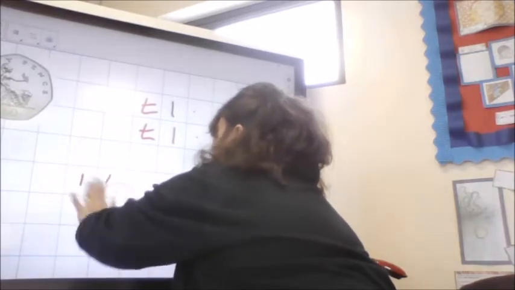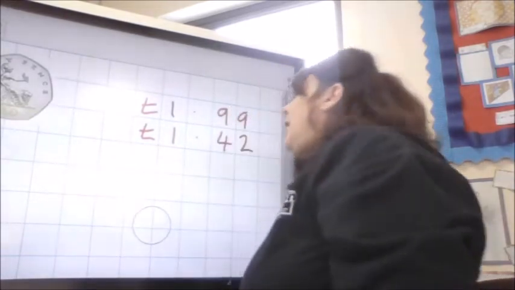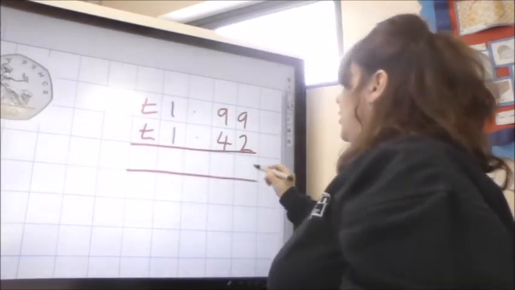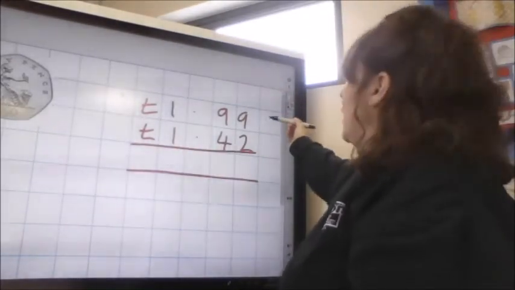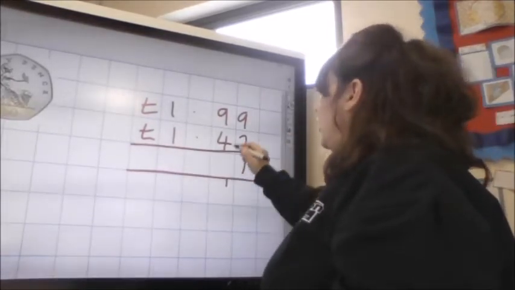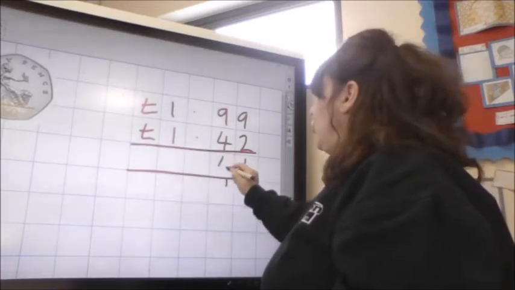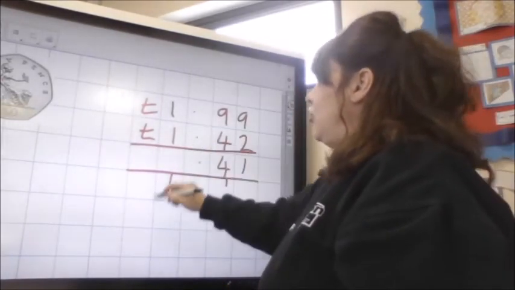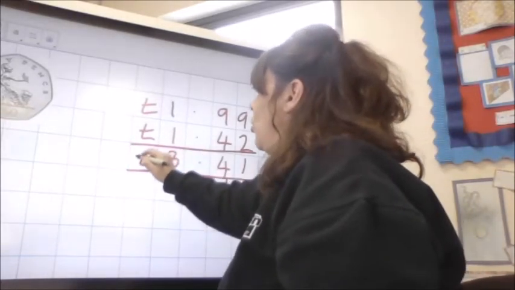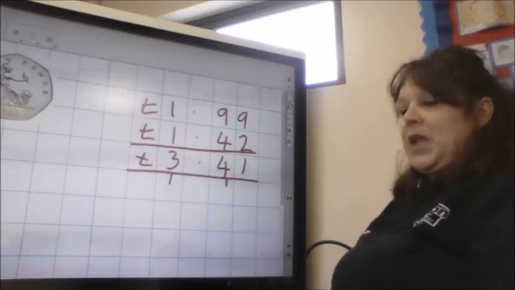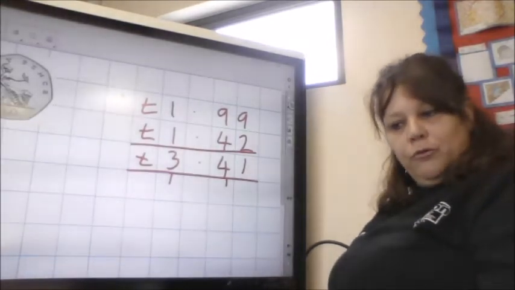I can now add. Oops, the line's a little bit wonky. Sorry about that. 9 add 2 is 11. 9 add 4 is 13 and 1's 14. Decimal point in, carry my 1 over here. 1 add 1 is 2 and 1 is 3. So £1.99 add £1.42, I get £3.41.